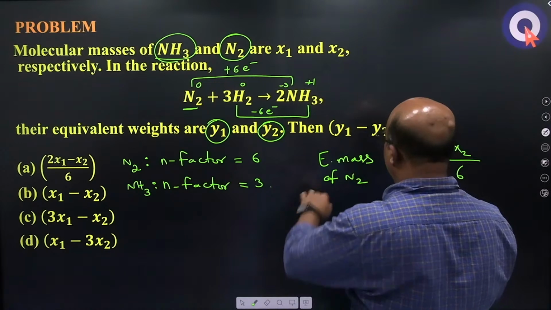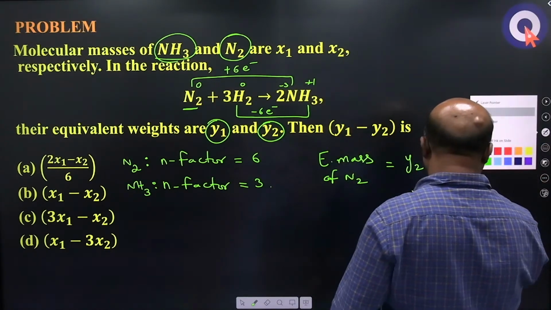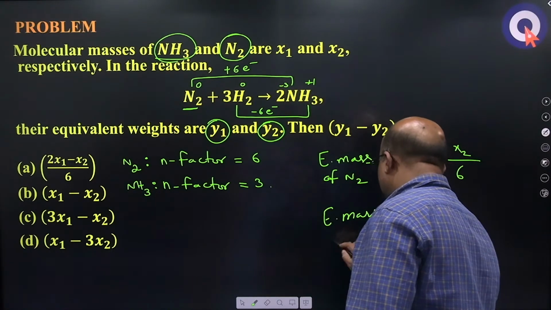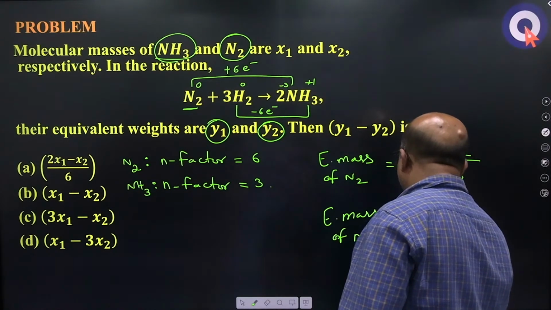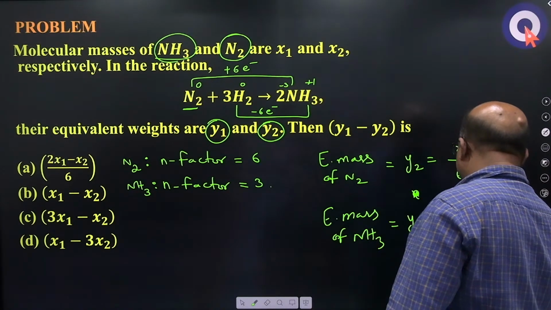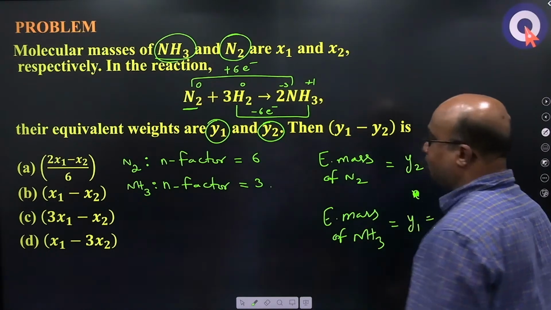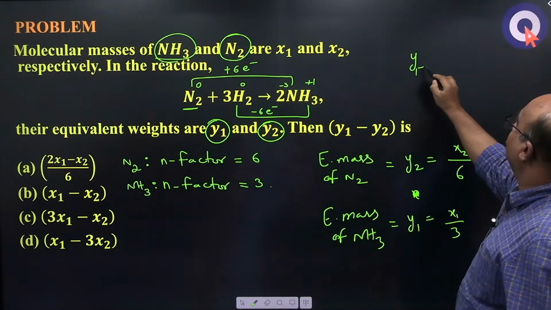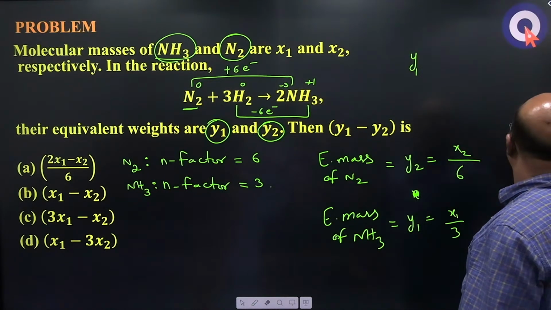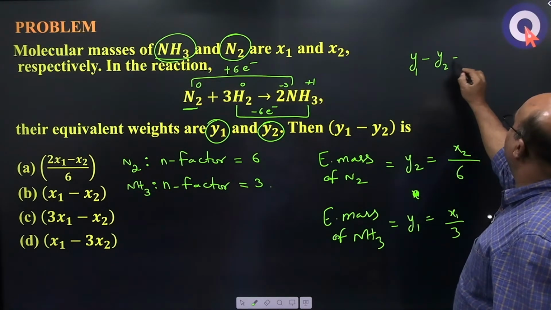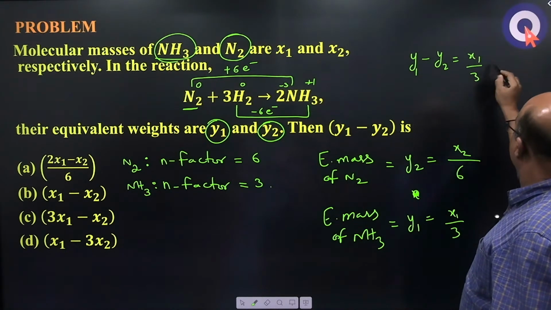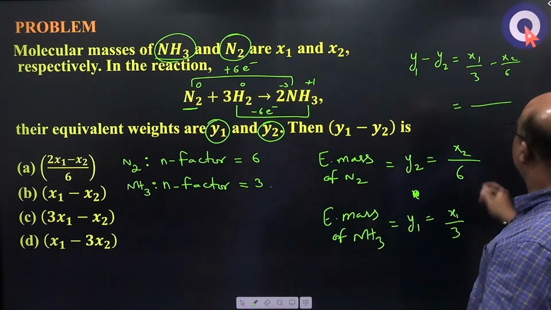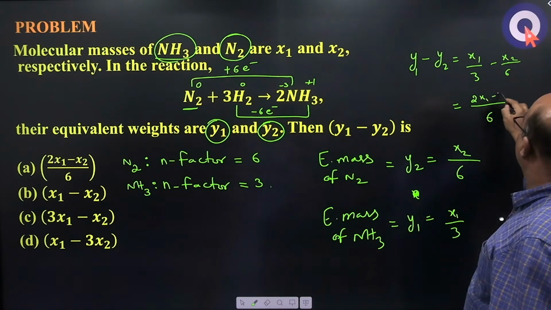Anyhow, we have to take Y1 minus Y2, so let us use Y terms only. What is the equivalent mass of NH3? The equivalent mass of NH3 is Y1, which is nothing but X1 by 3. Clear? So what is being asked, what is Y1 minus Y2? It is X1 by 3 minus X2 by 6. So it will be (2X1 minus X2) by 6.